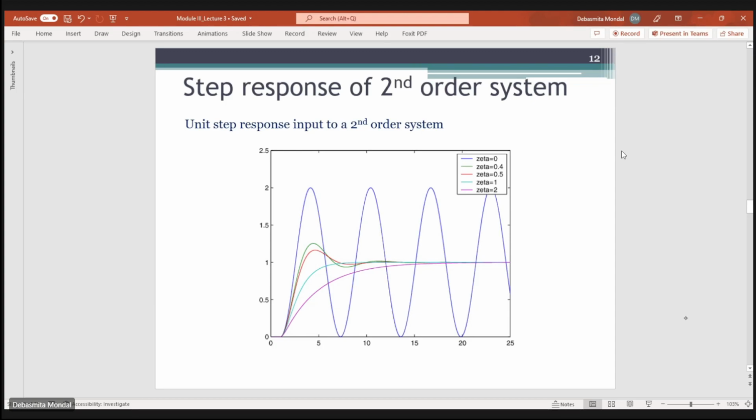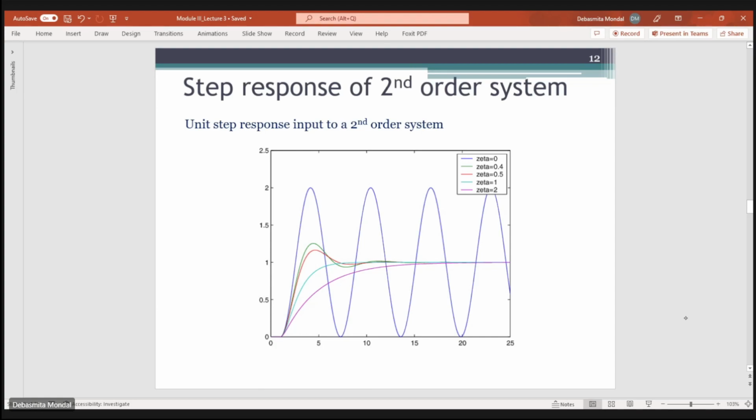So this will be the case when, let's say you have a system and you are providing a unit step input to that second order system. If the value of zeta is equal to 0, then you will have sustained oscillation, which is given by this blue curve. When the value of zeta lies between 0 and 1, then you will have some oscillations. So this green and this red curve, you will have some oscillations and slowly it will go down to 0. The more the value of zeta, the lesser will be the amplitude of the peak overshoot.